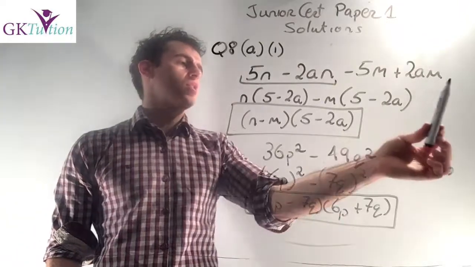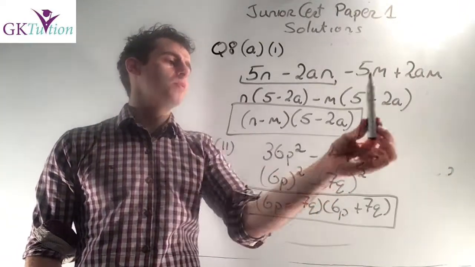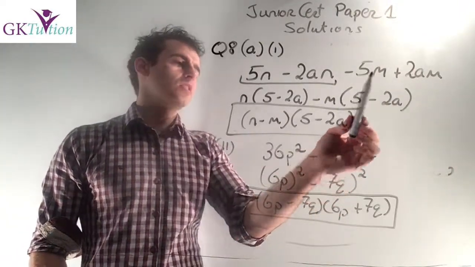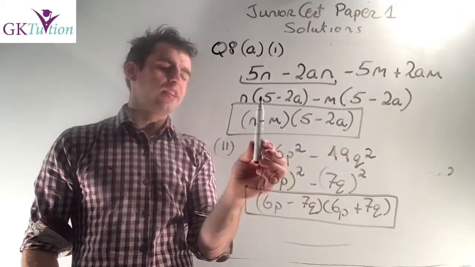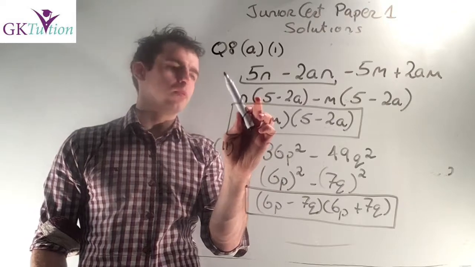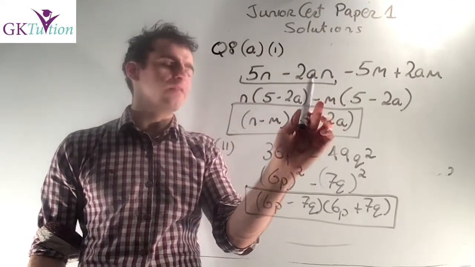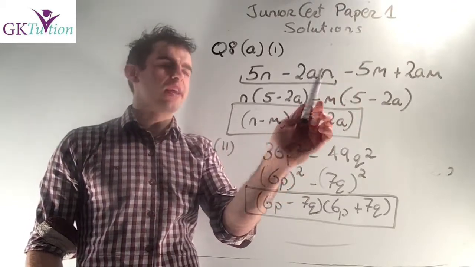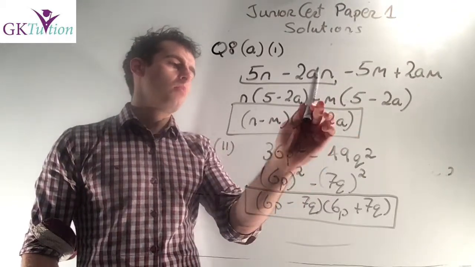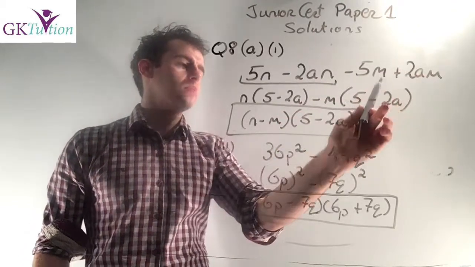Now I need to take what's common to both of these. So what's common to both of these is m. But if I just take an m out of that term, I'll be left with a minus 5. I need it to be a plus 5. I need it to be the same as this one. So that means I know I need to factorize out minus m out of that term. If I factorize out minus m, I'm left with plus 5. Minus m into that term gives me minus 2a.